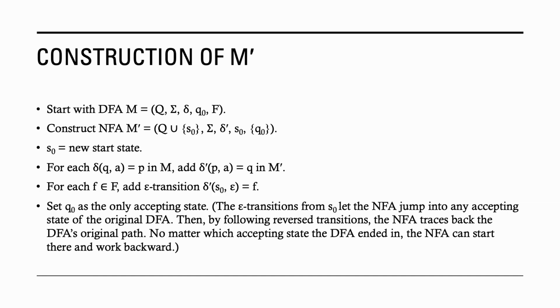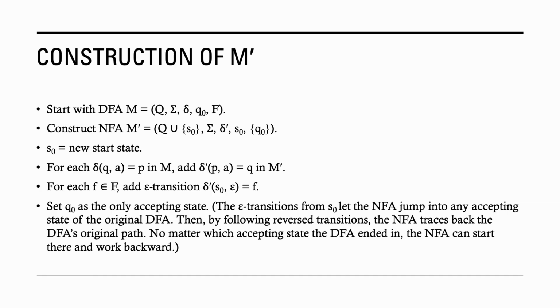The third key idea is we add epsilon transitions from S0 to all accepting states of the original DFA. This lets us start from any state where the original DFA might have accepted. And finally, we make the original state Q0 our only accepting state. This is because if we are reading the string backwards, we should end where the DFA started.